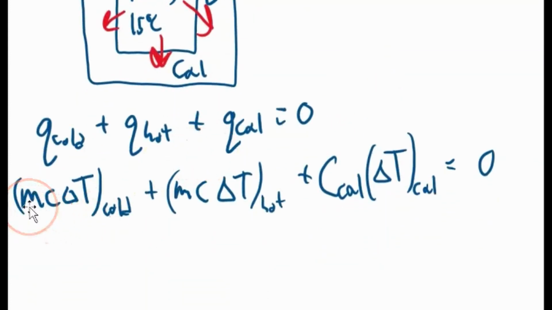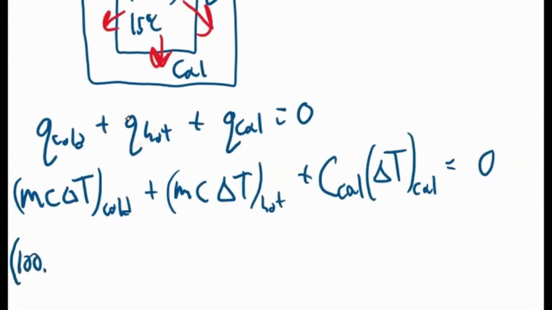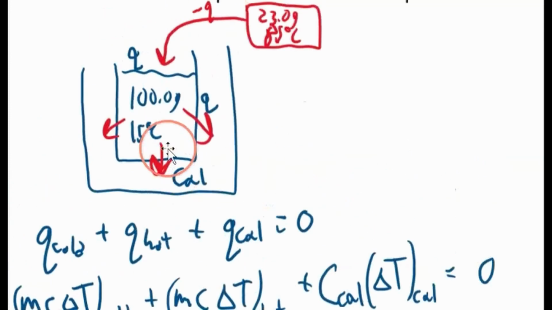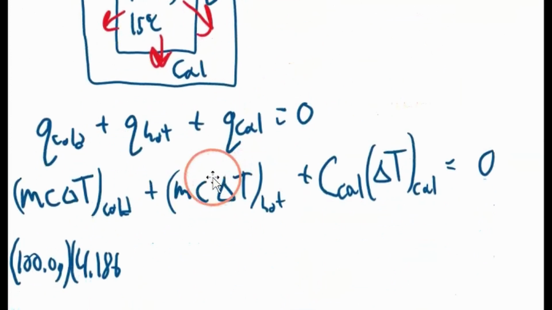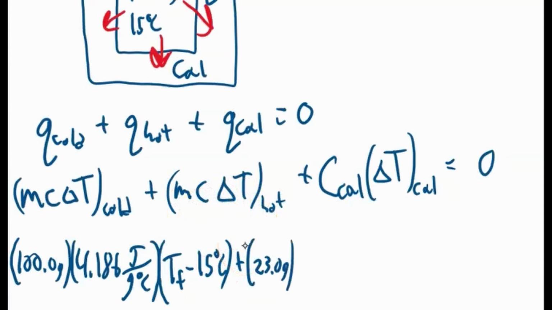Okie dokie, so the mass of the cold water, there's 100 grams. So we'll plug that in, 100.0 grams. The heat capacity of water is 4.186. I remember that from a previous exam question. You'll probably be given this. You don't need to memorize it, but there it is. Joules per gram degree Celsius times the change in temperature. So we don't know what the final temperature is, but we do know that the initial temperature is 15 degrees Celsius, and the mass of the hot water is 23.0 grams.